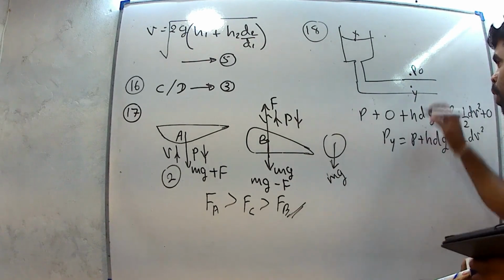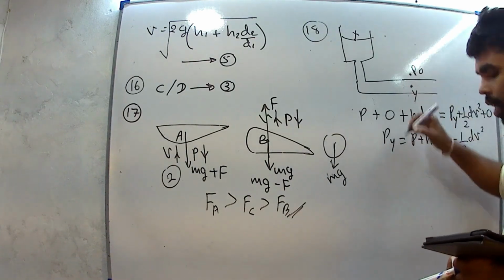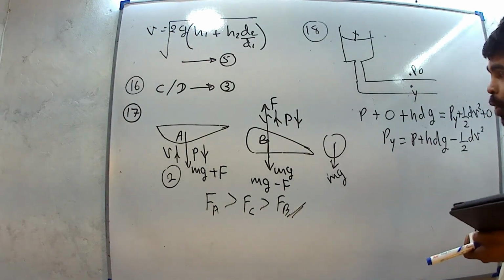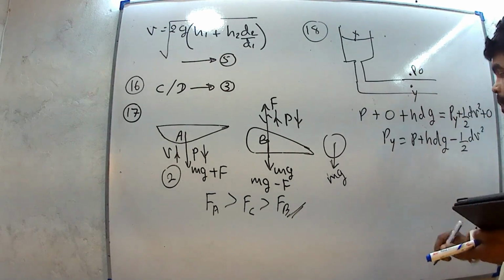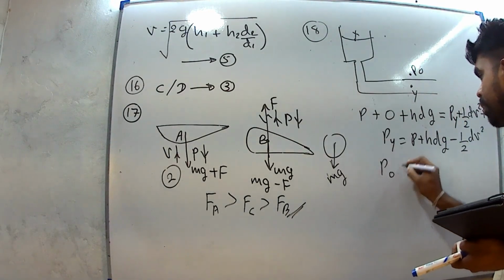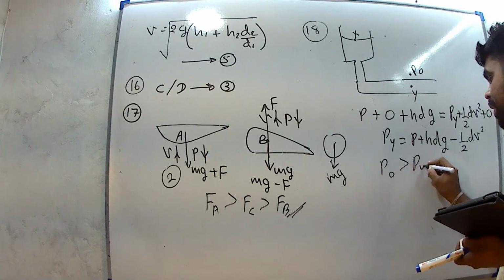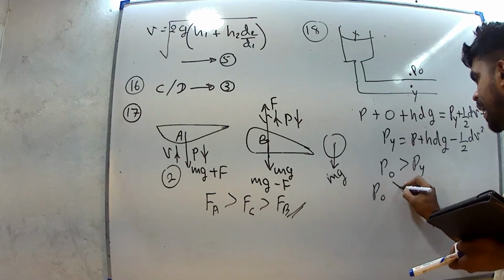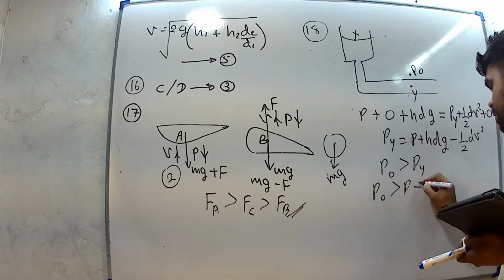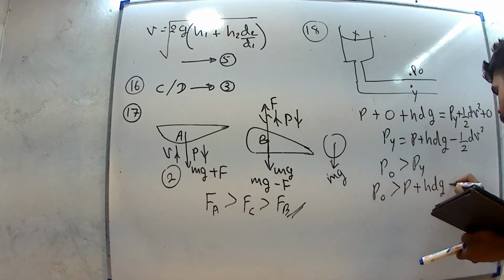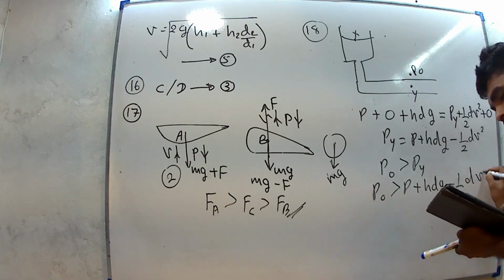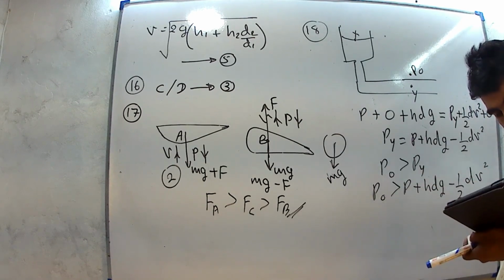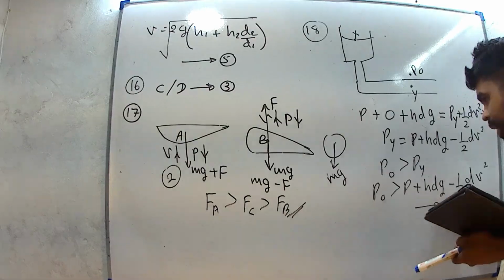If there is a flow into the pipe, P naught should be greater than the pressure at y. P naught should be greater than P plus h d g minus half d v squared. Then the answer is 3 for question number 18.